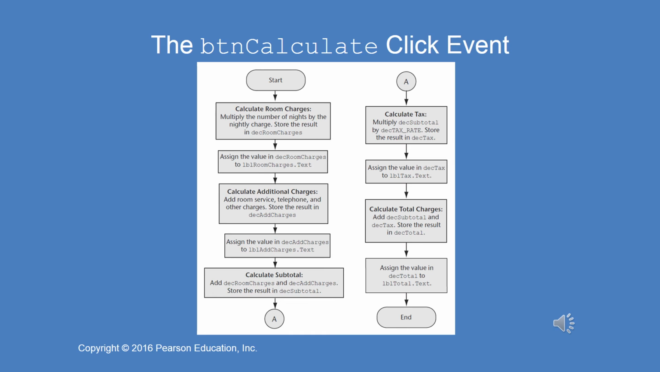You assign the value in decimal tax to the text property of the label tax, and then you calculate your total charges by adding the subtotal and the tax, and you store the result in the variable decimal total, and then you assign the value in decimal total to the text property for the label which will display it, which is label total. And that is the end of the flow chart for btnCalculate.